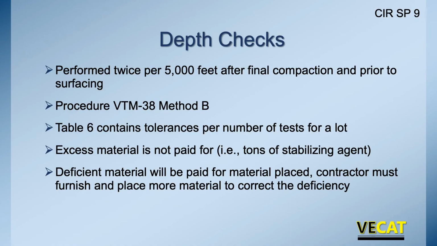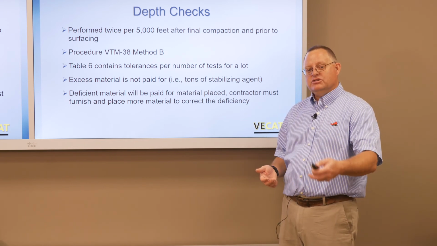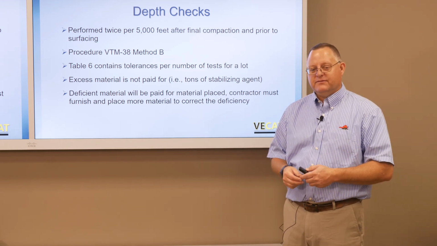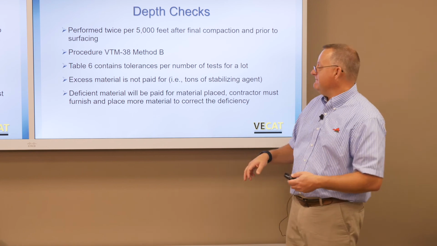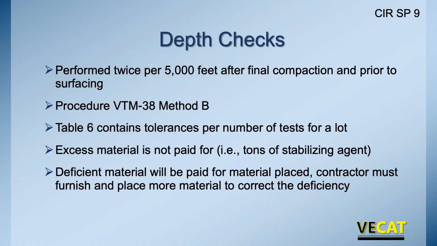We're going to follow VTM 38 Method B. So when we go out and we actually check it, do we have the depths that we're calling for within the tolerances? Table 6 of the special revision does have those tolerances based on the number of tests that you're taking. Remember, we're not paying for excess material, basically a stabilizing agent, because the pavement's already there. The asphalt that's being recycled is already in place, but they're not going to pay that if you add additional foamed asphalt or if you add additional emulsified asphalt because your depth was too much. If your depth isn't enough or it's deficient, then the contractor has to make up for it to get you back to that planned depth.